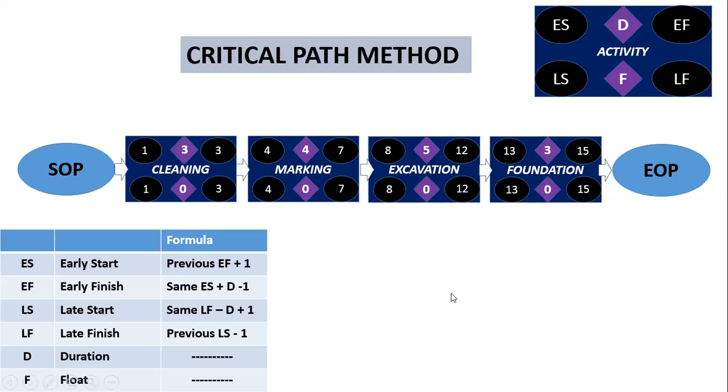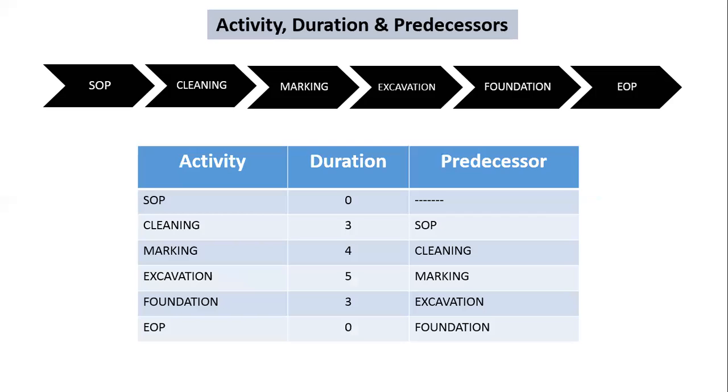All of you note it down. Everyone done? Yes, sir. Now you note these things. This table: activity, duration, and predecessor. In one corner of your page, I want those formulas. Only this table, I don't want this sequence. SOP, duration 0, no predecessor. Cleaning, 3 days duration, SOP is the predecessor. Marking, 4 days, predecessor cleaning.